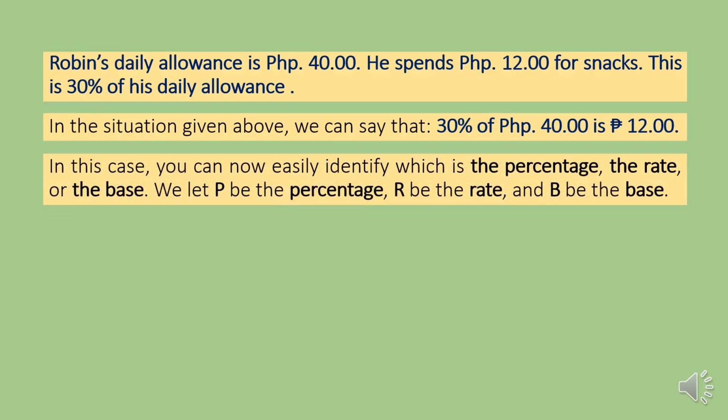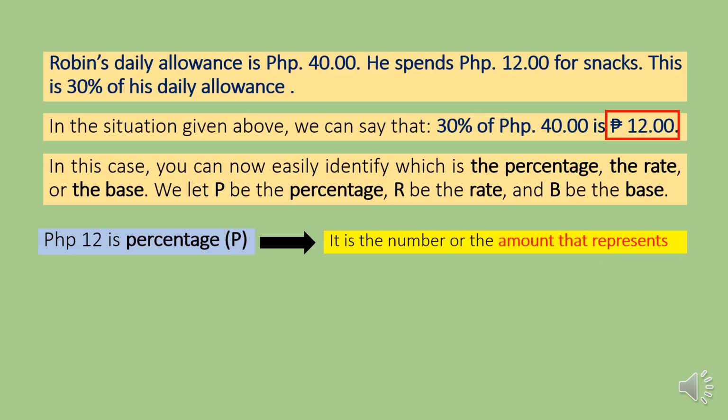In this case, you can now easily identify which is the percentage, the rate, or the base. We let P be the percentage, R be the rate, and B the base. 12 pesos is the percentage. It is the number or the amount that represents. Ang percentage ay bahagi lang ng base o ng kabuuan.